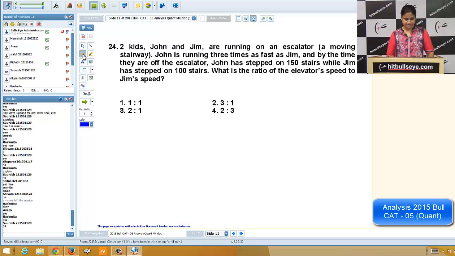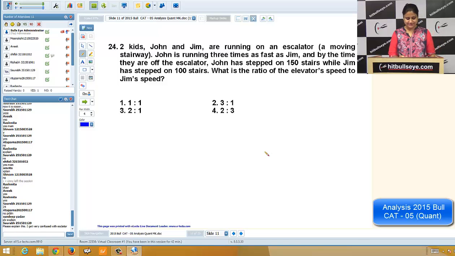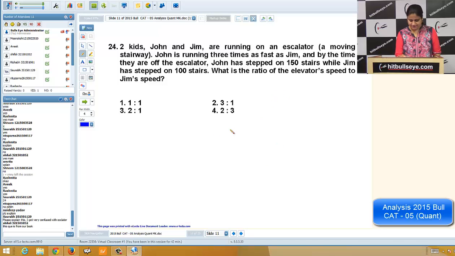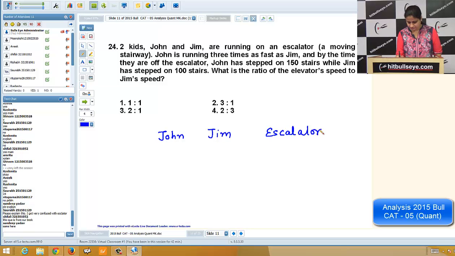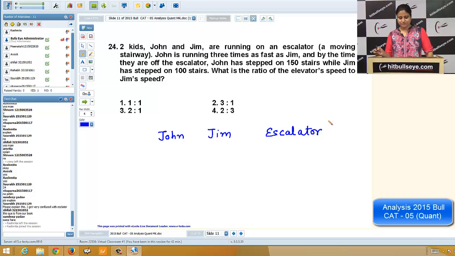Yes, guys, you read the statement. Let me have water. Yes, guys, any problem? Yes, Sandeep. See, two kids, John and Jim, are running on an escalator, a moving stairway. John is running 3 times as fast as Jim. There are 3 persons, if we consider the escalator as a person: John, Jim, and escalator. John is running 3 times as fast as Jim, and by the time they are off the escalator, John has stepped on 150 stairs while Jim has stepped on 100 stairs. What is the ratio of escalator speed to Jim's speed?